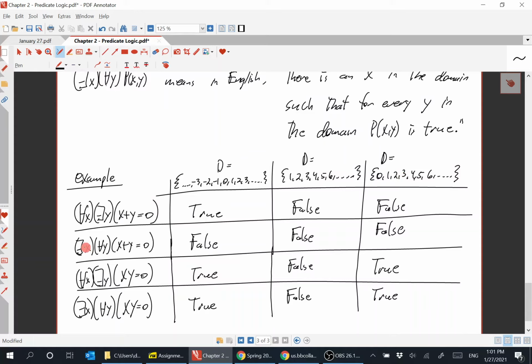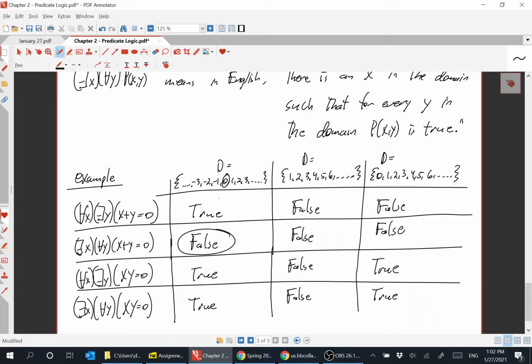All right, there exists an x such that for every y, x plus y is 0. This is false over this domain here. There is no one particular x that you add to any y to be equal to 0. Right? X plus y equal to 0, the y depends on the x, as they say. Right? So there's nothing I can pick here.